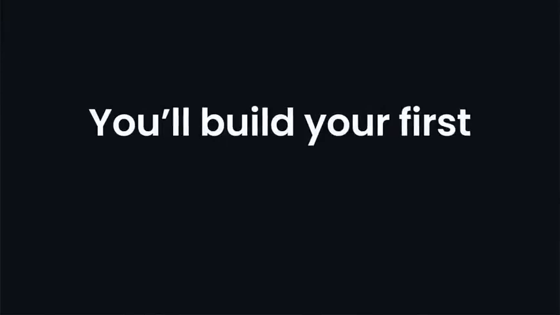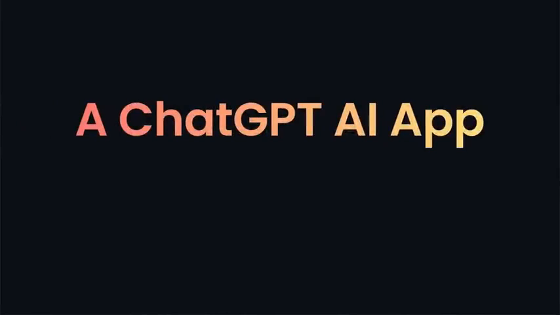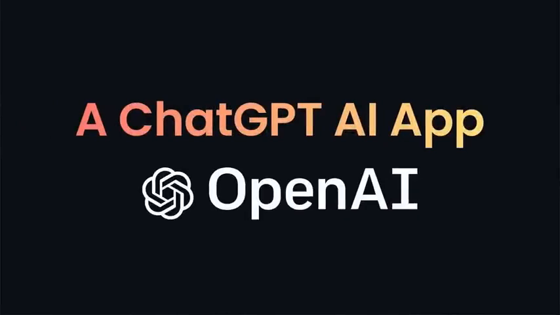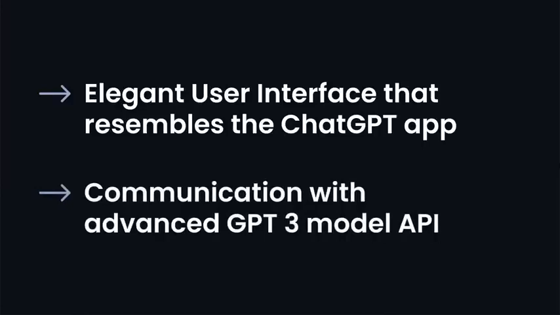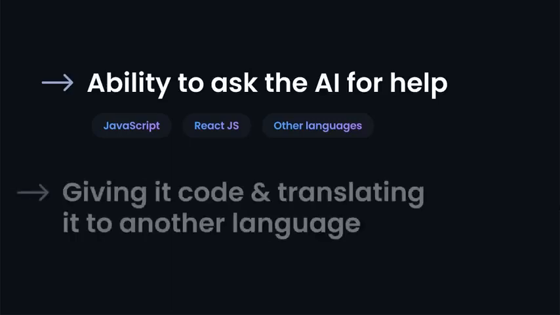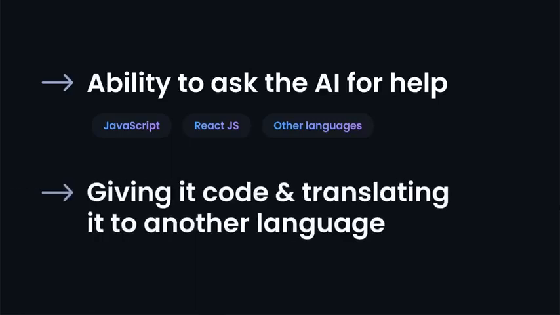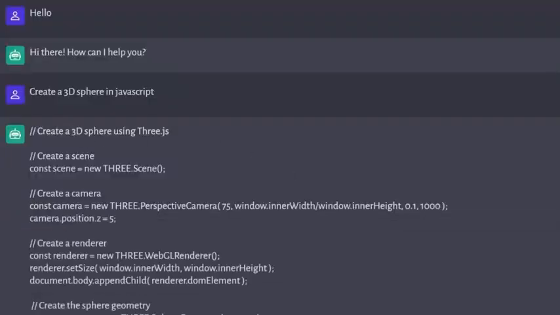You'll build your first JavaScript AI, a ChatGPT AI application using OpenAI's newest machine learning model. With an elegant user interface that resembles the ChatGPT app, communication with the advanced GPT-3 model API, and most importantly, the ability to ask the AI for help regarding JavaScript, React, or any other programming language, giving it code and translating it to another programming language, and much more. The CodeGPT application is the best AI-based web application that you can currently find on YouTube.